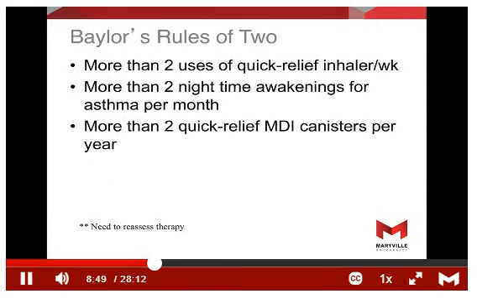The Baylor's Rule of 2. More than 2 uses of a quick relief inhaler per week. More than 2 nighttime awakenings for asthma per month. And more than 2 quick relief MDI canisters per year. We need to reassess their therapy. They are not controlled. We need to bump them up based on the symptomology and probably bump up their therapy.